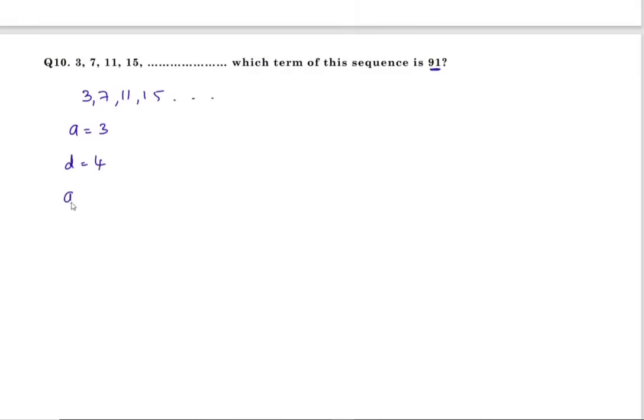That means I'll take this as nth term, an equals 91. Which term? That indicates we need to find out the value of n. What is the last term? It is 91. Therefore using an equals a plus n minus 1 into d. What is an value? 91 equals a, which is 3, plus, since I should find out n, keep n minus 1 as it is, d is what? 4.